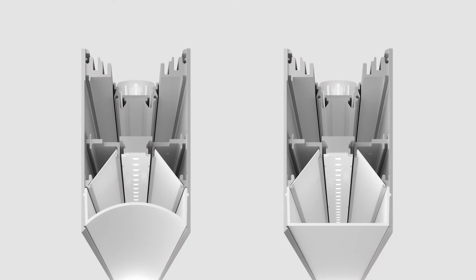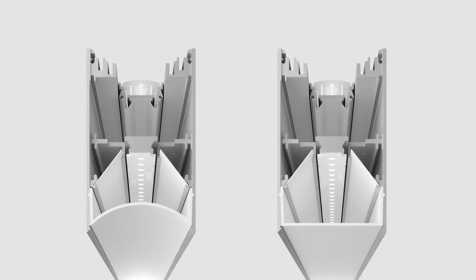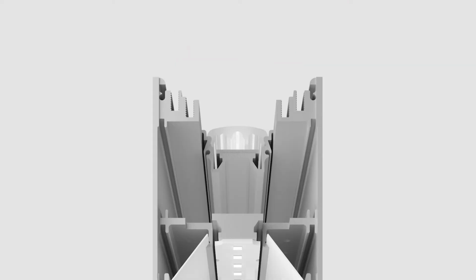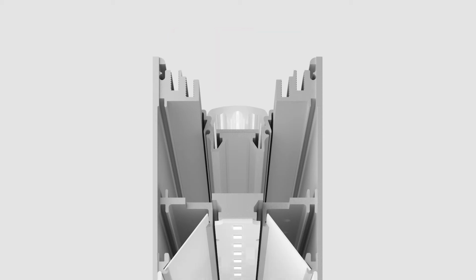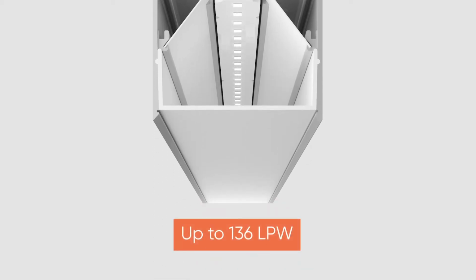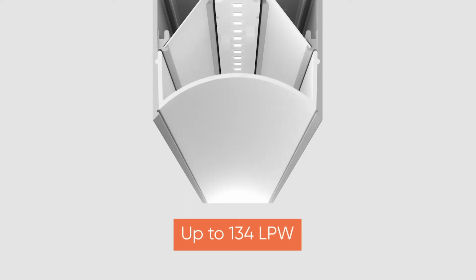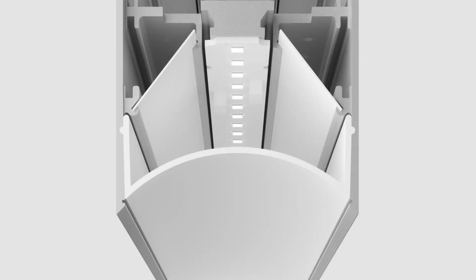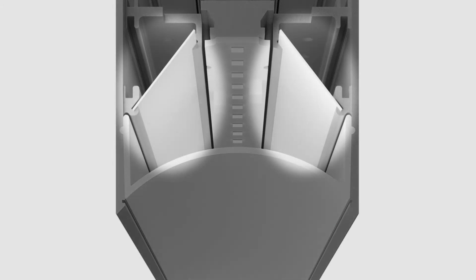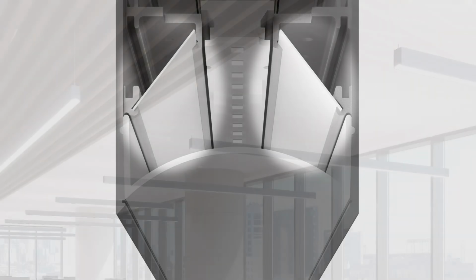The second feature of block and tunnel is high efficacy that exceeds industry standards. The indirect light runs up to 153 lumens per watt. The direct light runs up to 136 lumens per watt on block and up to 134 lumens for the tunnel. The efficacy is improved by these two reflective panels trapping the light and directing it down.